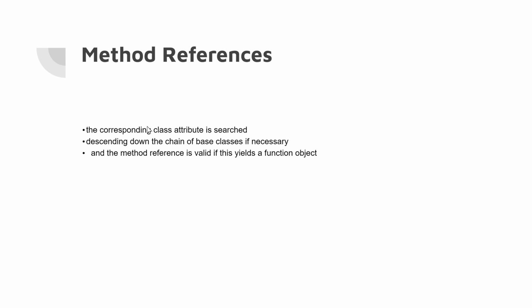Method references. The corresponding class attribute is searched, descending down the chain of base classes if necessary, and the method reference is valid if this yields a function object.